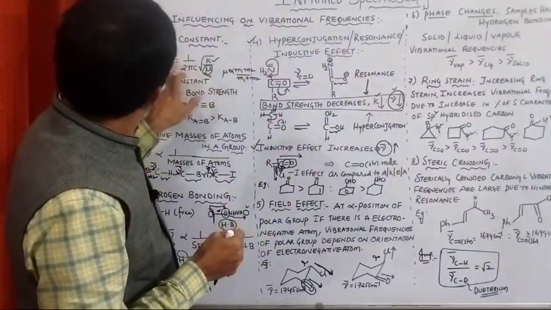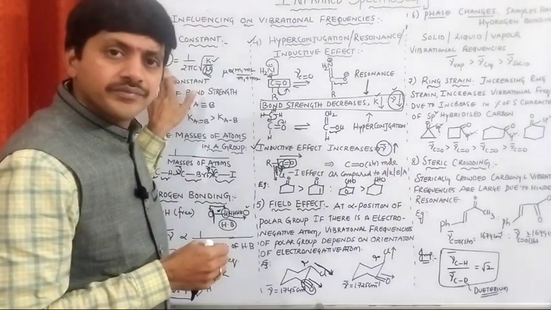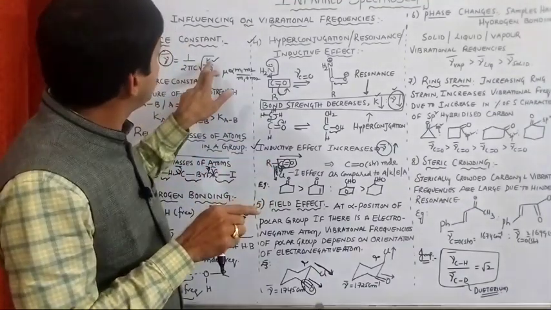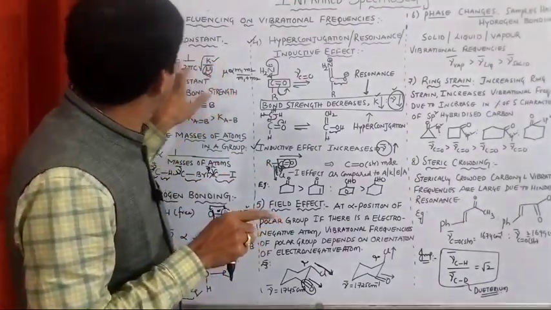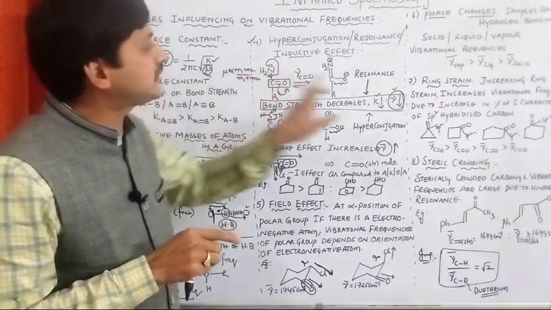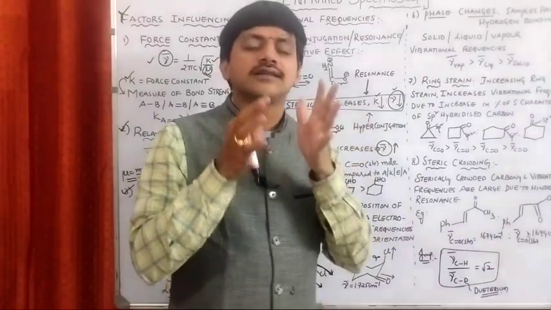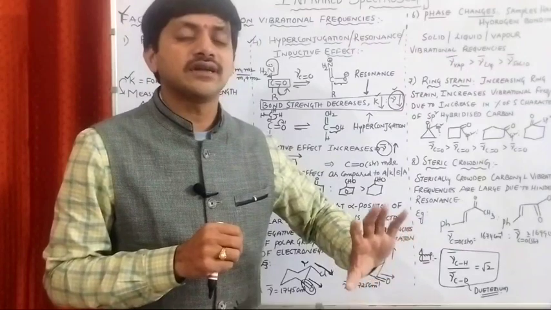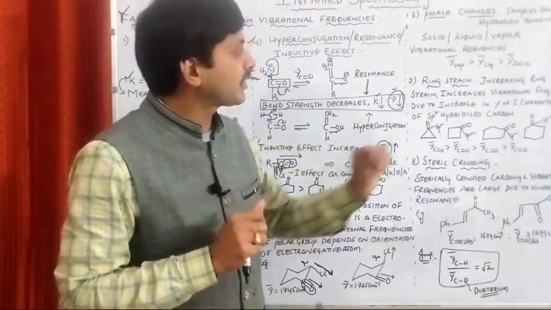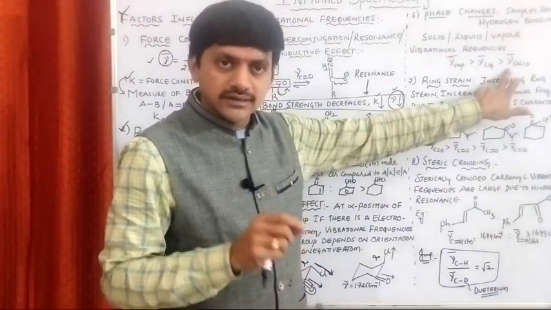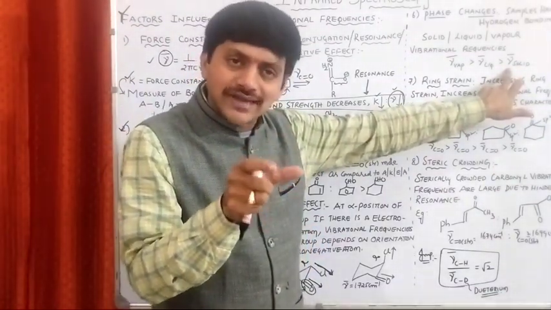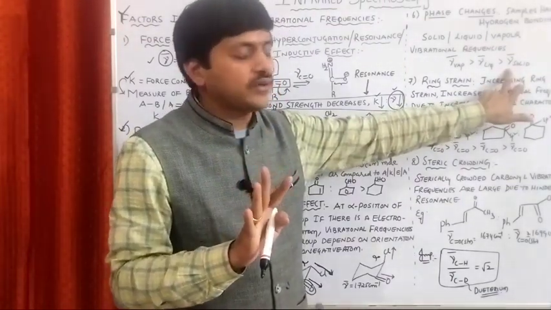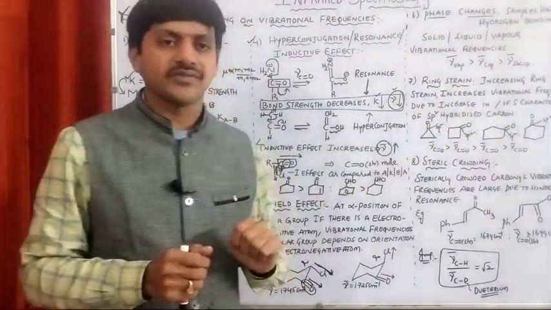The frequency will be less, right? Hydrogen bond strength more means the force constant will be less. The force constant being less means the frequency will be less. That's why in the case of solids, the strength of hydrogen bonding is higher, so the stretching and vibrational frequencies are less. In solids, the strength of hydrogen bonding is more, that's why the force constant is less, so vibrational frequencies are less. Okay. Next, ring strain.